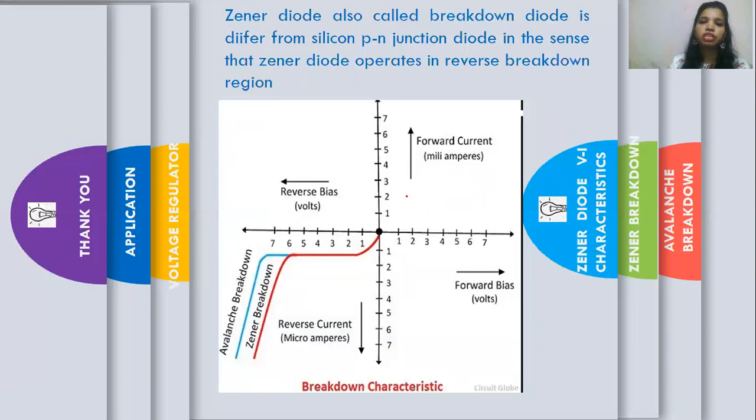Now come to the Zener diode. The Zener diode is also called a breakdown diode. It is different from a silicon PN junction diode only in the case of reverse bias condition. In the forward bias, everything is the same, so I will not mention it here. Forward bias characteristics will be the same. Now, the main thing is the condition of reverse bias. So in reverse bias, there are two types of breakdown.